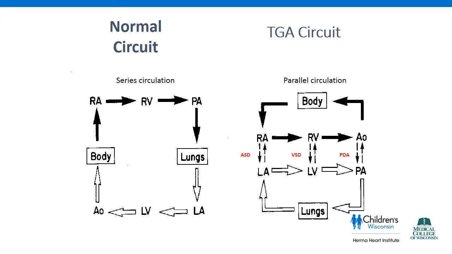With transposition, you have two parallel circuits that, if they don't have these levels of mixing, don't interact. So the body brings the blood flow back to the right atrium, right out to the right ventricle, out to the aorta, and back out to the body without the oxygen that it needs. Whereas the lungs, it's just recycling that oxygenated blood flow. So you have to have these levels of mixing at the atrial septal defect, VSD, or PDA to allow these patients to do well.